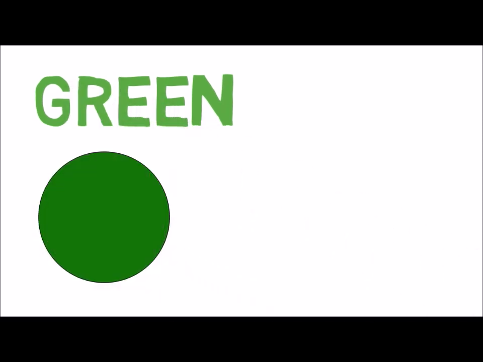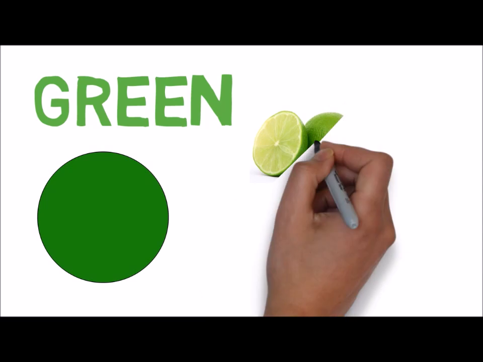Green. A green color ball. You will see green color in lemon and leaves of trees.